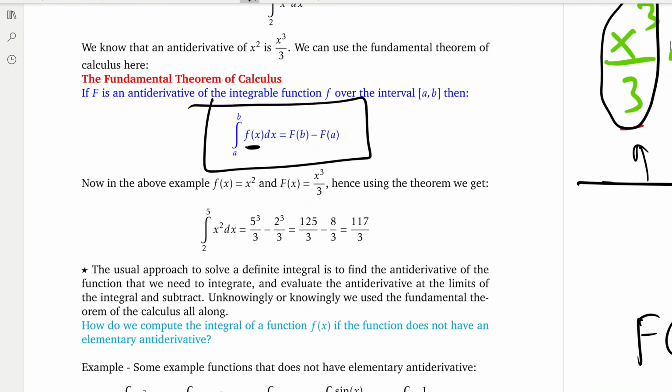So if you integrate simple f, you get capital F. Since this is a definite integral, you evaluate the antiderivative capital F at the limits b and a, and you subtract. That's what we did so far.